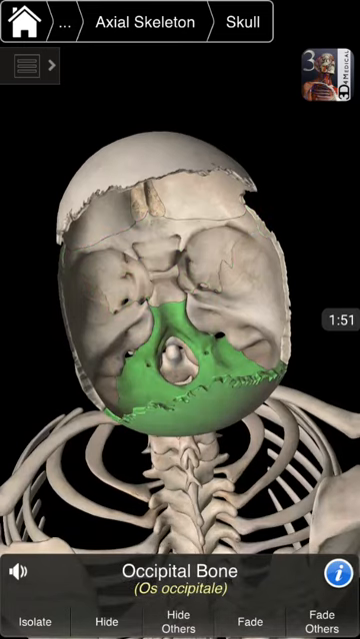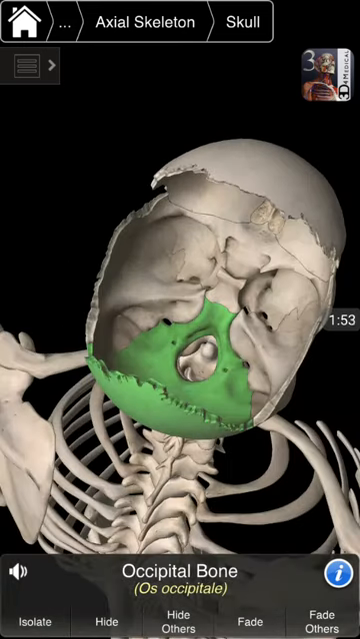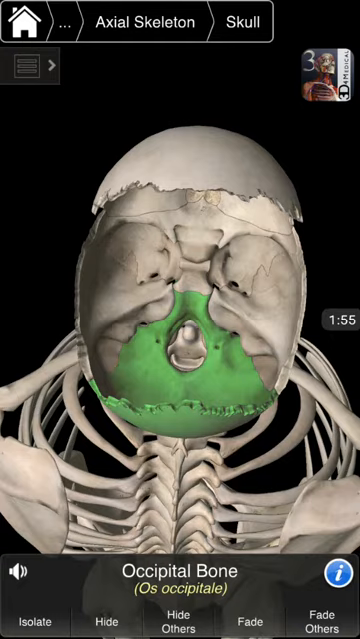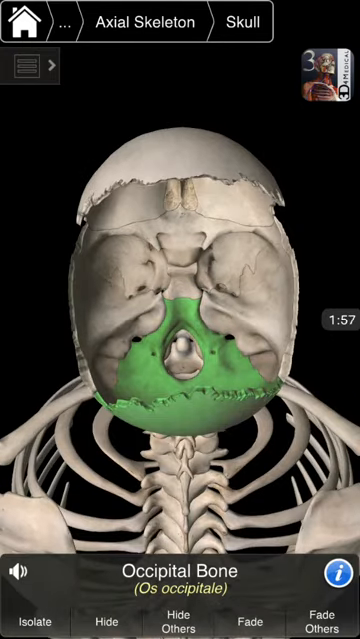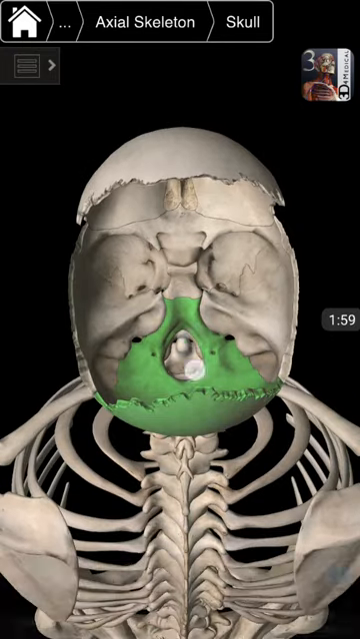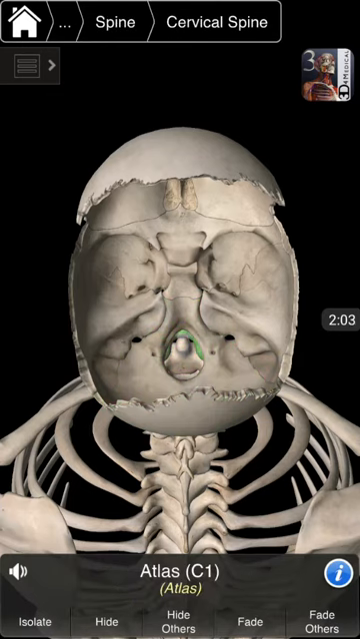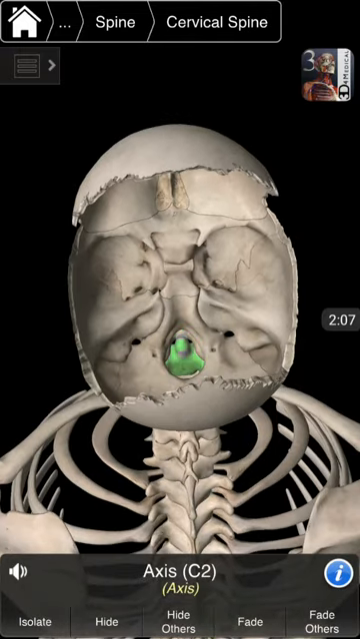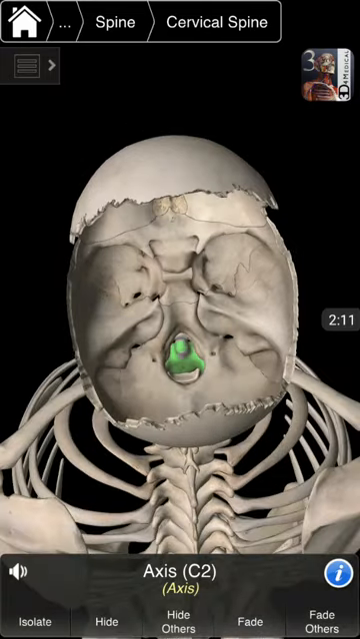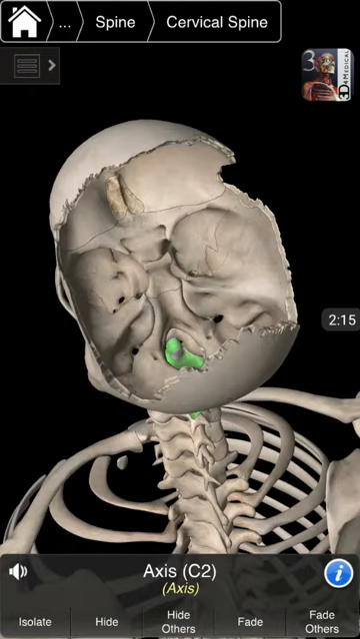And then finally this is the occipital bone, which is also single in number, and here we can see the foramen magnum, through which the axis, the second cervical vertebra, is visible. From this foramen magnum, the brain stem is continuous with the spinal cord inferiorly.